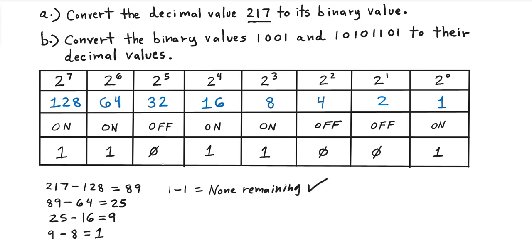So we have completed the conversion of 217 to its binary value of 1101 1001. So we can write that in here. 1101 1001.